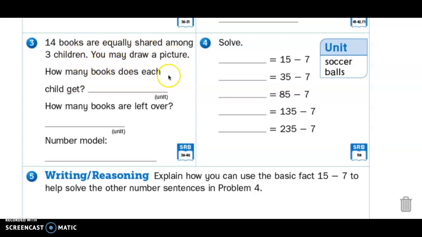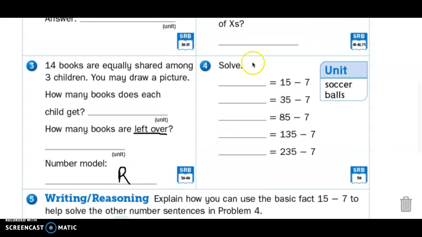You may draw a picture. How many books does each child get? With a label, you guys, unit. How many books are left over? With a unit. Number model, draw your number model. Remember, if we have any left over, that's saying we have a remainder. So if you have any extra, you have to write your number model and then remainder and whatever your extra is.